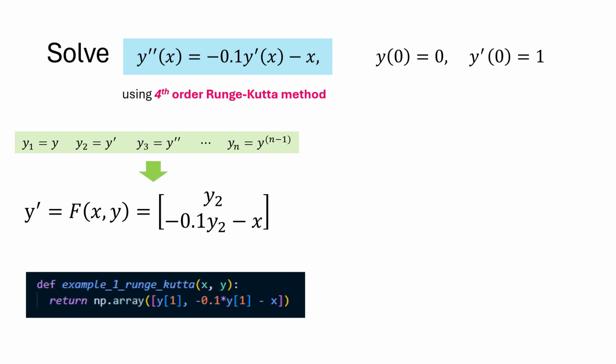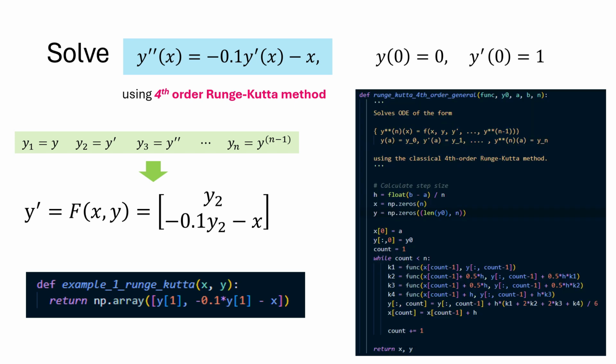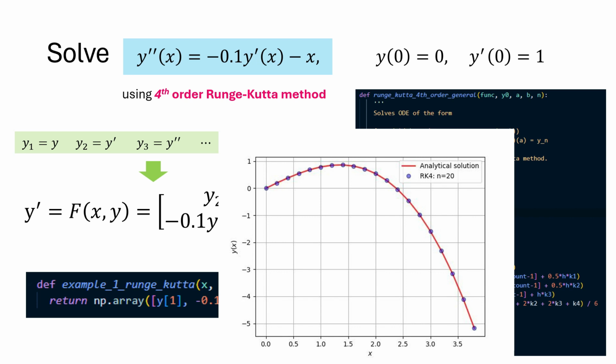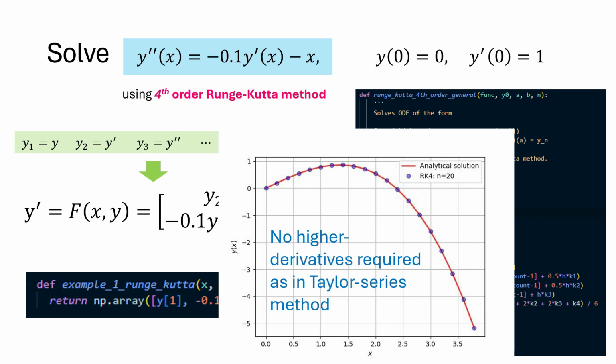The Runge Kutta function does not change much except that y has more than one value which we used in the previous video. And running the code for this example on an interval with x from 0 to 4, we can see that fourth order Runge Kutta solution is similar to the analytical solution for this ODE. And unlike Taylor series method, we did not need higher order derivatives.